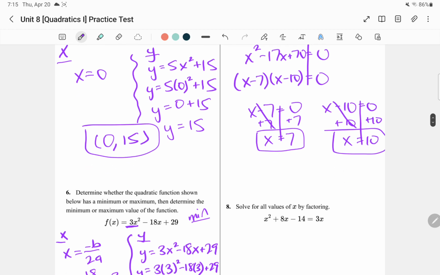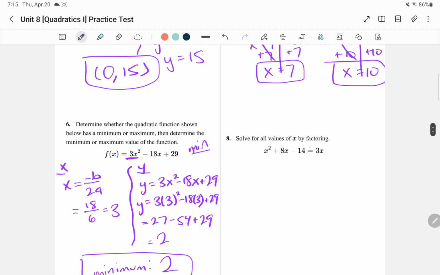All right, going on to number 8. Same thing, I need to make this equal to 0, so I'm going to subtract 3x. That gives me x squared plus 5x minus 14. This cancels out, giving me 0. Now, since this is a negative, my 2 numbers can multiply to 14 and subtract to 5. Because this is negative, I'm going to have 1 positive, 1 negative. So it's going to be 7 and 2.